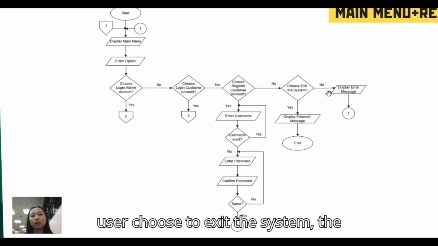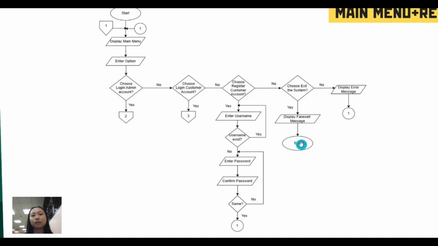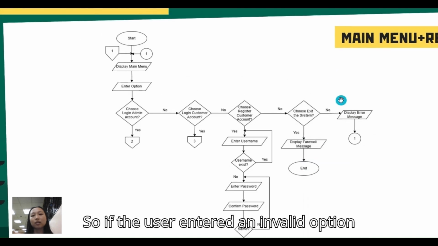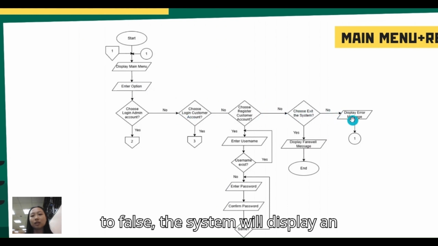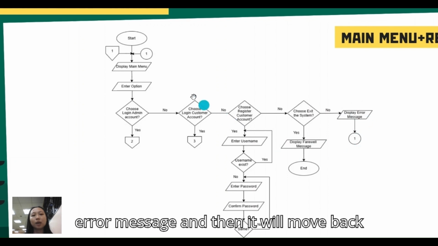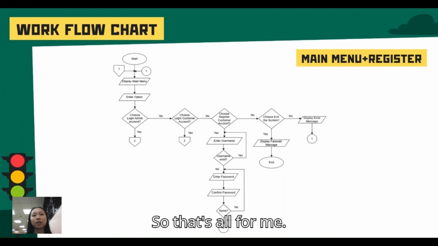Else, if the user chooses to exit, the system will display a farewell message and then the program will end. If the user enters an invalid option here, and the condition evaluates to false, the system will display an error message and then move back to the main menu. So that's all for me, thank you.